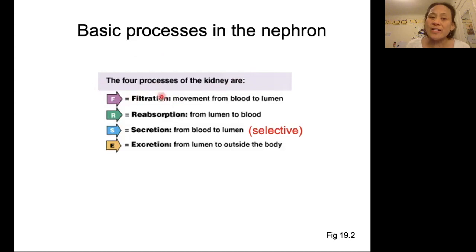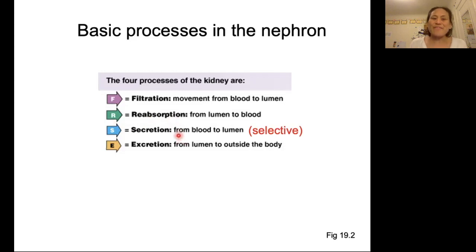So filtration is movement of fluid and solutes from the blood to the lumen. And I want to point out that this is kind of like a mass movement that is non-selective, okay? Reabsorption is movement of fluid and solutes from the lumen, sorry, lumen means the inside of the tubule, okay, from the lumen of the tubule back into the bloodstream, okay?